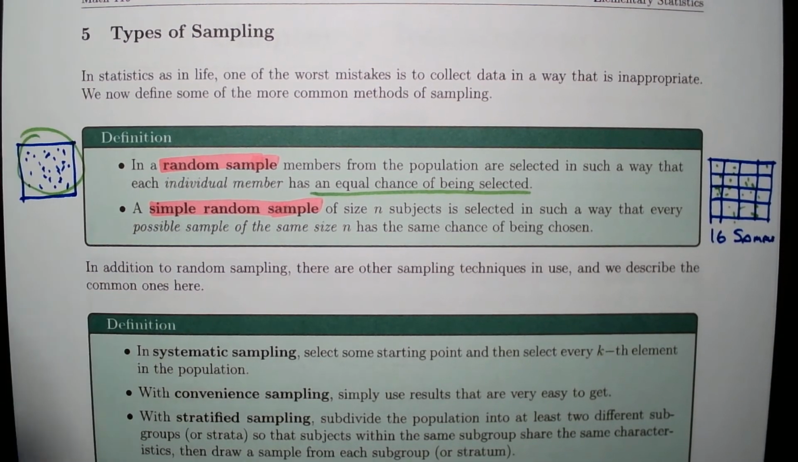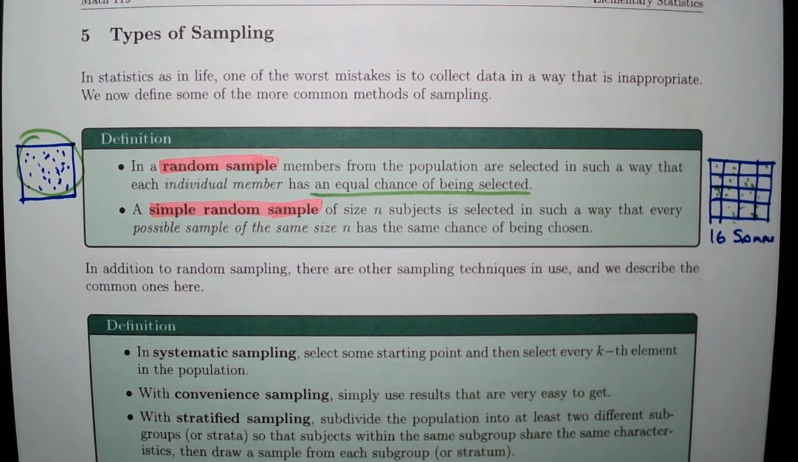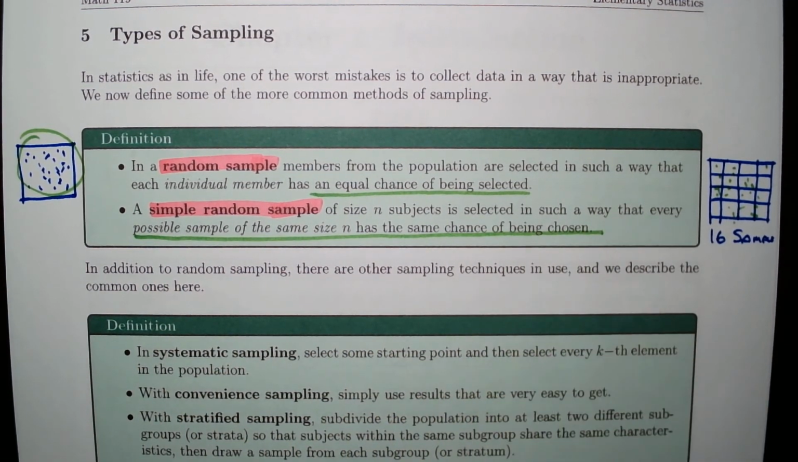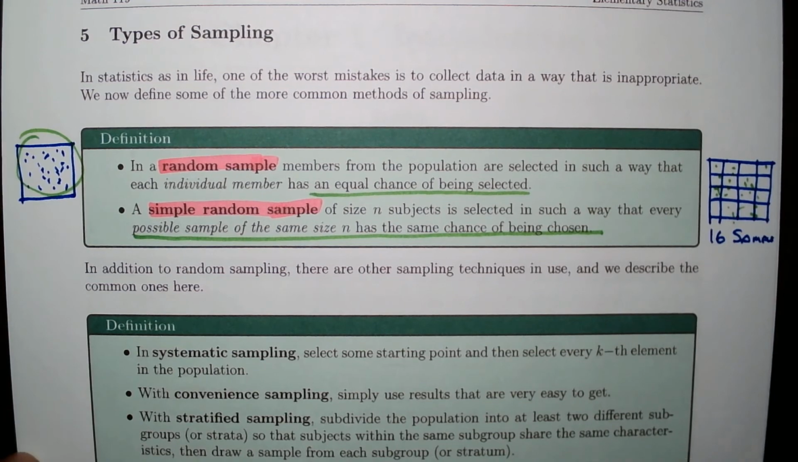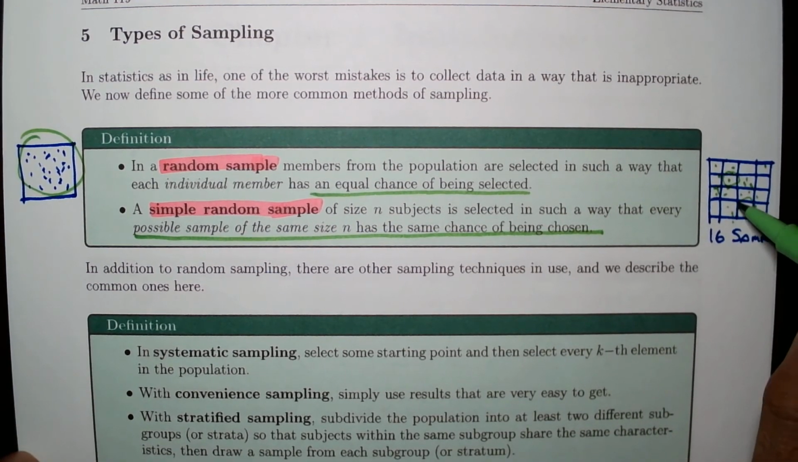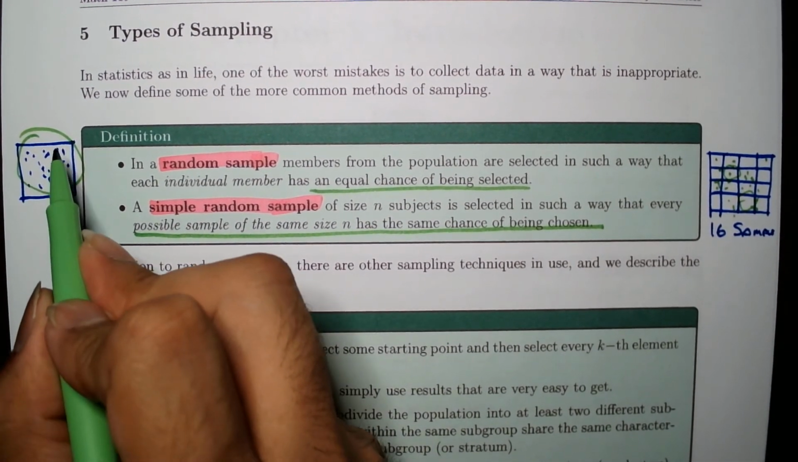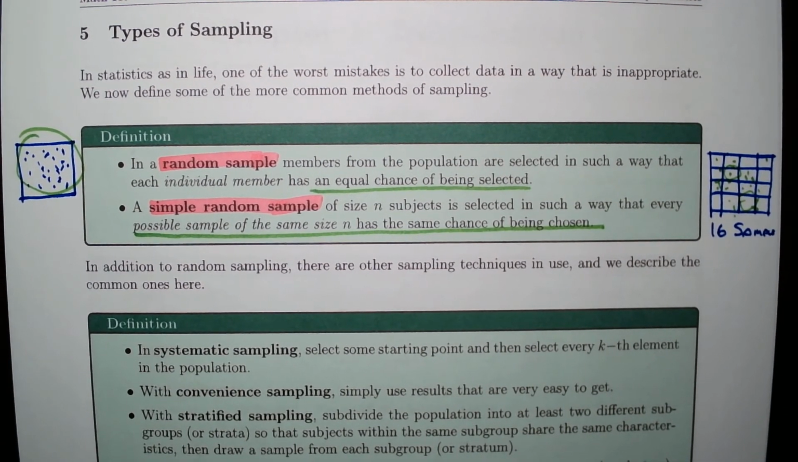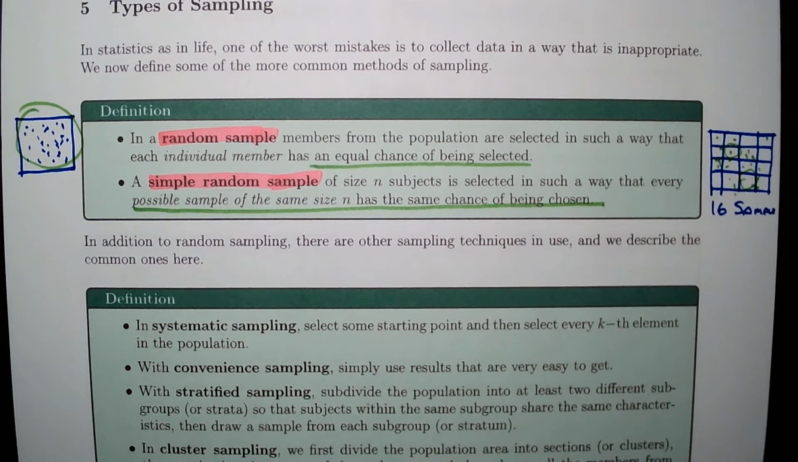The idea is that every possible sample has the same chance of being chosen. A sample from here, a sample from here, but in this case, for a random sample, it's all the individuals in the population.